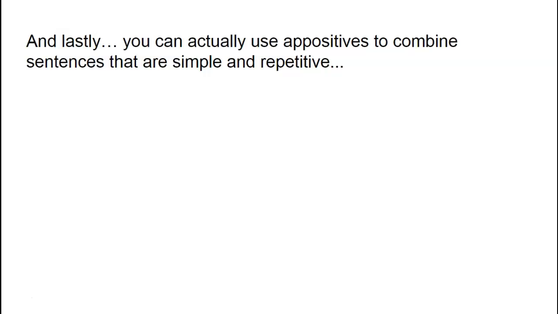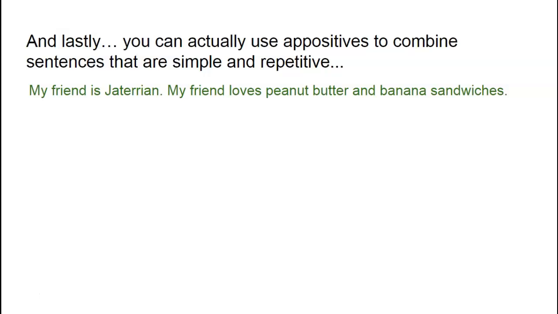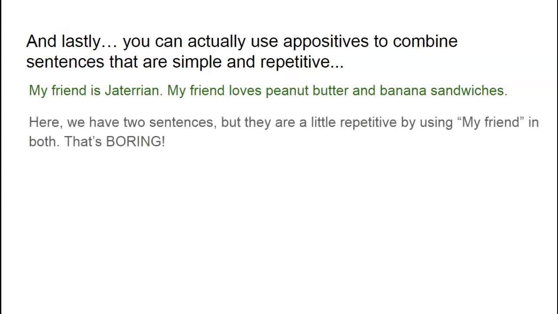Lastly, you can actually use appositives to combine sentences that are simple and repetitive. They're fine. My friend is vegetarian. That's a sentence. My friend loves peanut butter and banana sandwiches. That's a sentence. But those are sentences that are connected, and we could connect them in a lot of ways. I could say my friend is vegetarian, comma, and he loves peanut butter and banana sandwiches. That's perfectly acceptable. But I could also vary it up and use an appositive instead. They're a little repetitive by using the words my friend. Repetitive is boring. We don't want to bore our reader.